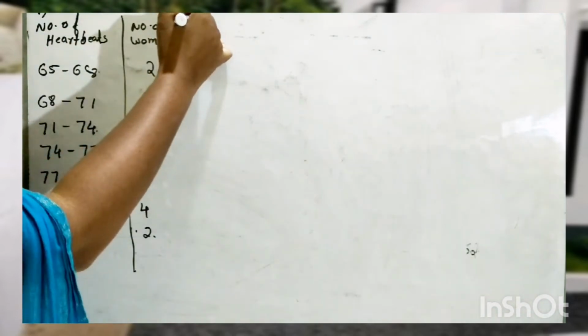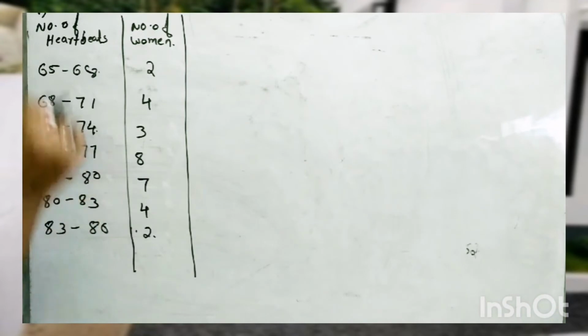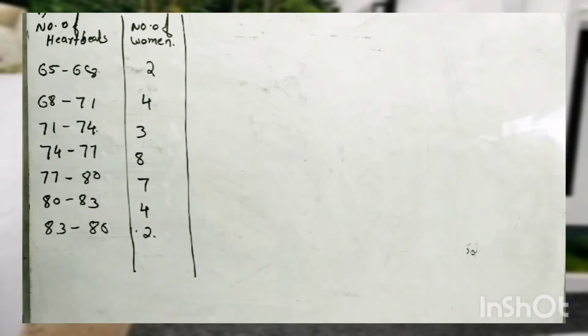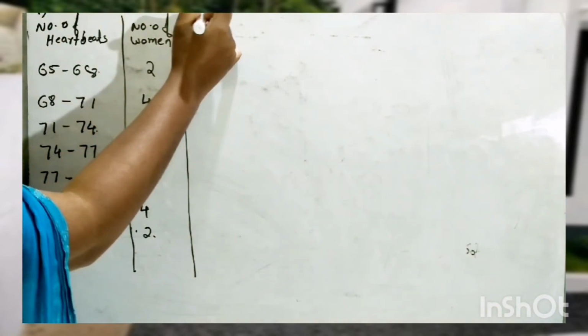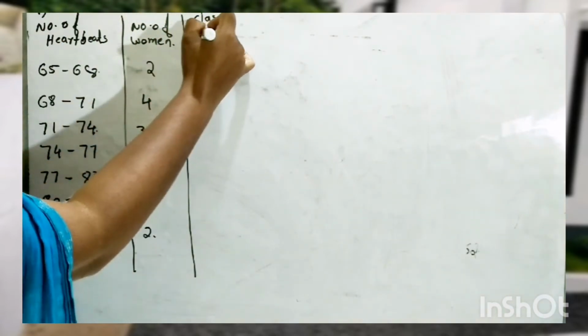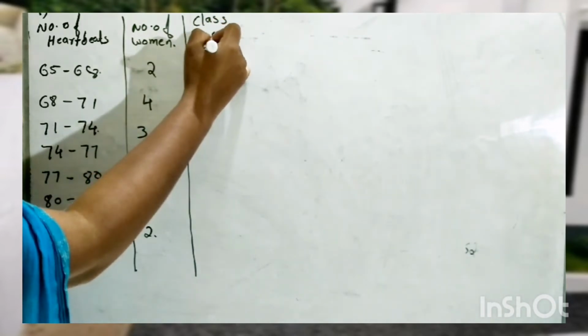Now we need to find the mean. Here, just look at the class intervals. We have some large values in the class intervals, so I'm going to apply the assumed mean method instead of the direct method. So in the assumed mean method, the next column we will find is the class mark. Okay, that is our xi.